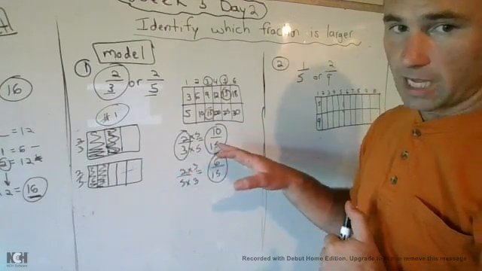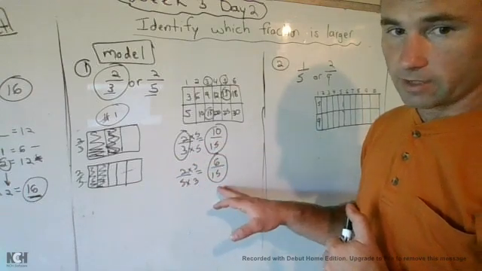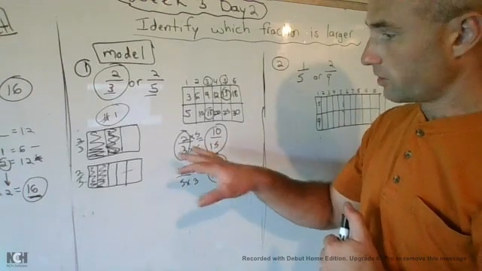Bruce Wayne, Batman. Clark Kent, Superman. Remember, they're equivalent fractions.